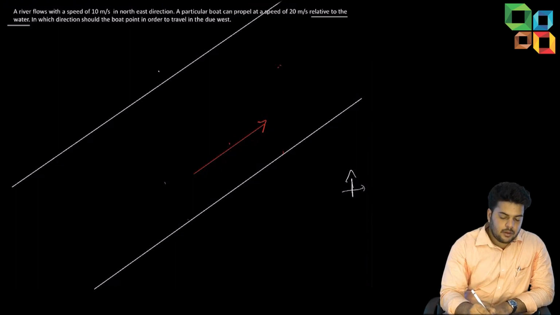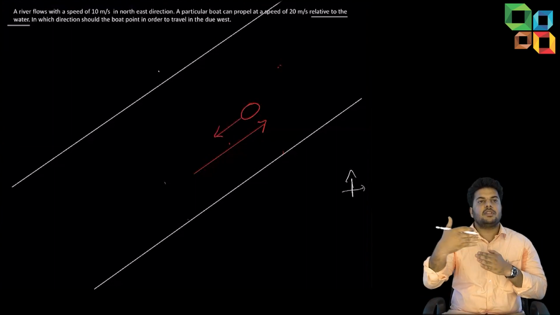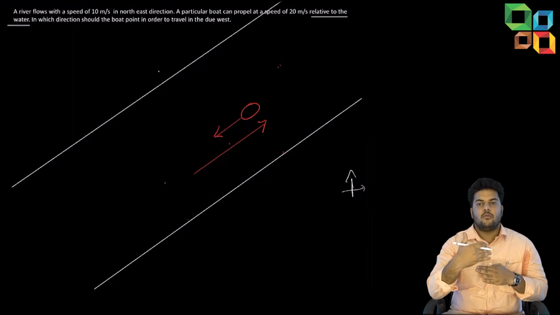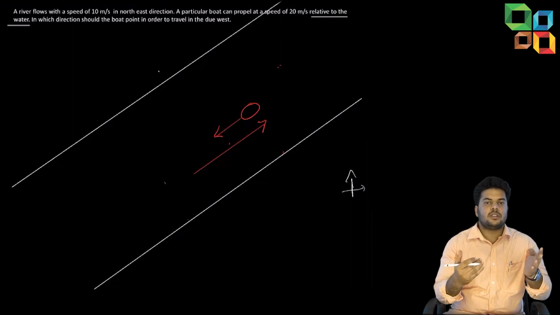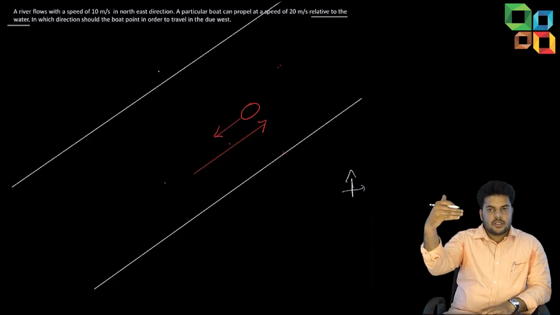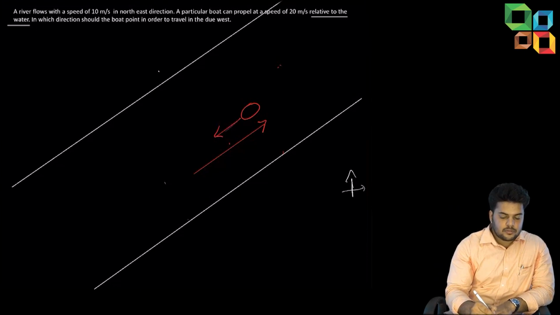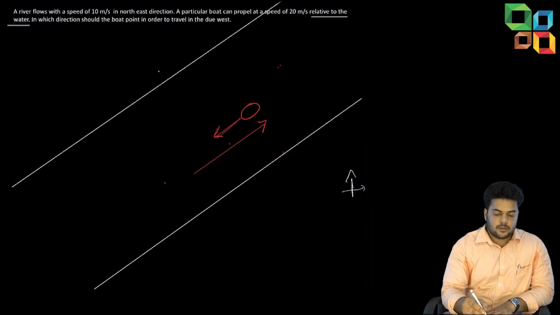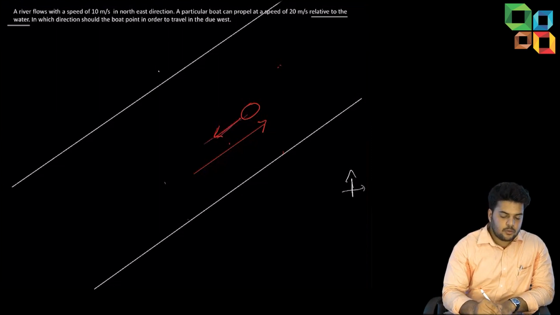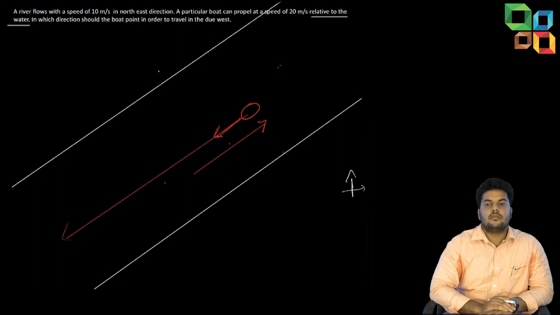But let's see. If I move towards the southwest, I'll be just opposing the river flow, isn't it? Will I go towards the west? No, I'll be simply going towards the southwest. Do you understand that? But the speed of the boat is greater, so shouldn't that count? The boat is greater, so it will continue to move in that direction.